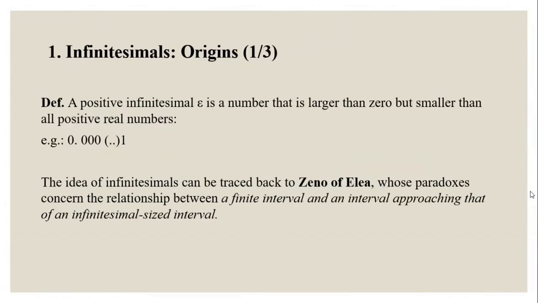To begin with the origins of the infinitesimals, the most basic definition is that an infinitesimal is a number that is larger than zero, but smaller than all positive real numbers. So here's an example. We have infinitely many zeros after the decimal point in the example.